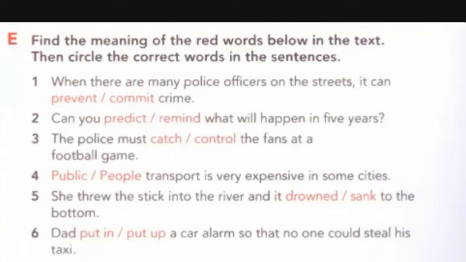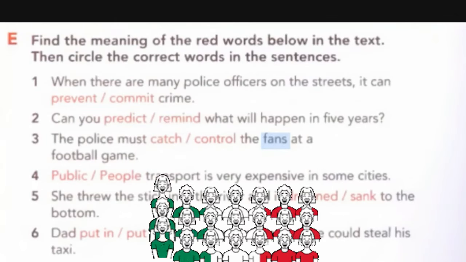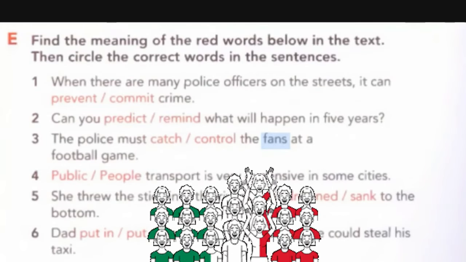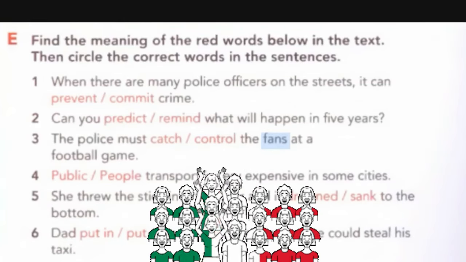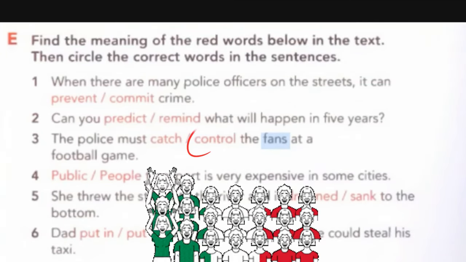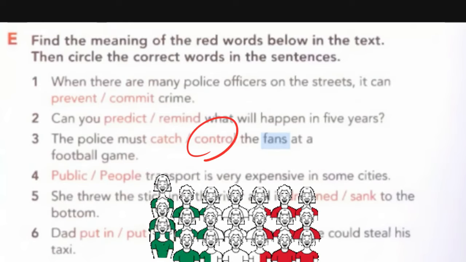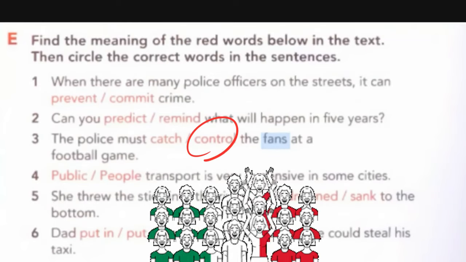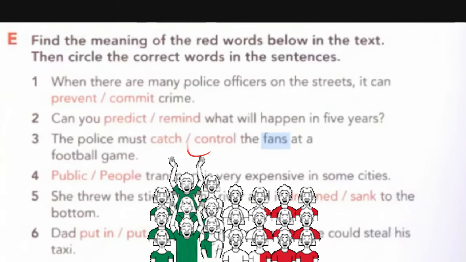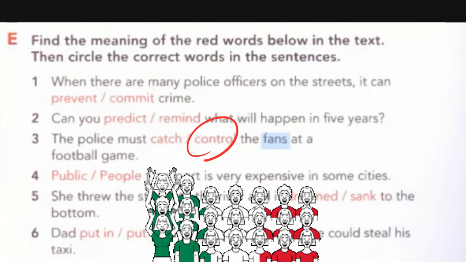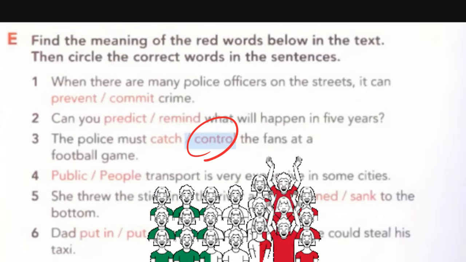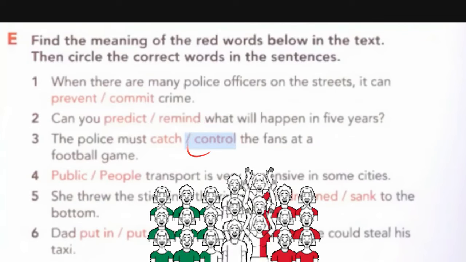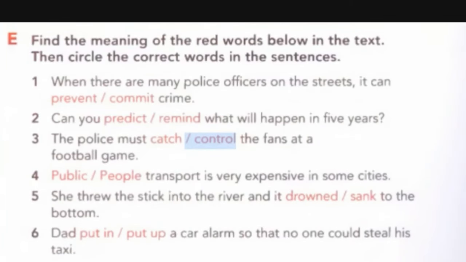Okay, number three, the police must catch or control the fans at a football game. You see, at a football game, there are a lot of fans there. So must the police catch them or control them? Control, of course. If the police catch the fans, then who is going to watch the football game? So they just need to control them, make sure they don't get out of hand.